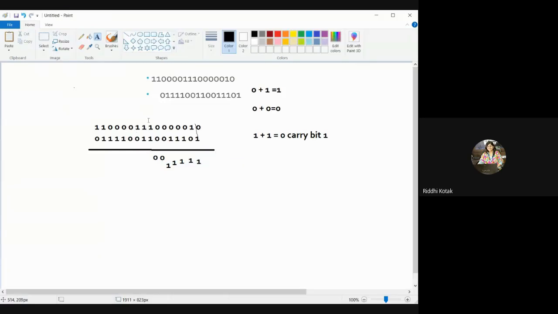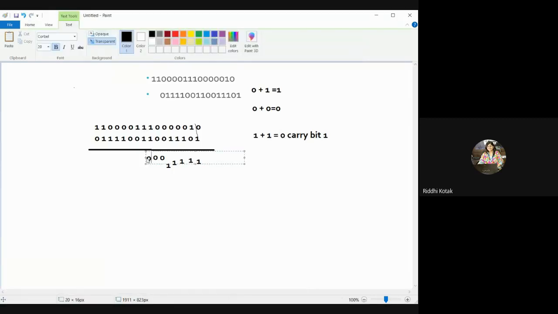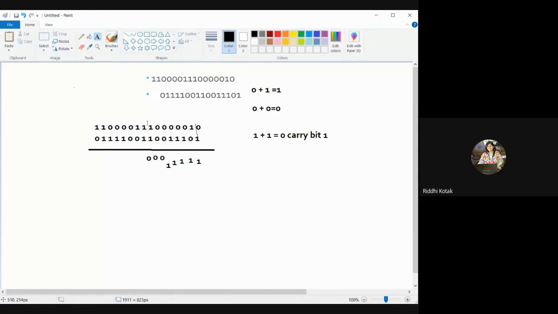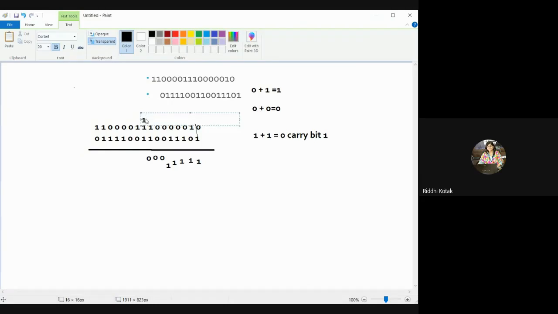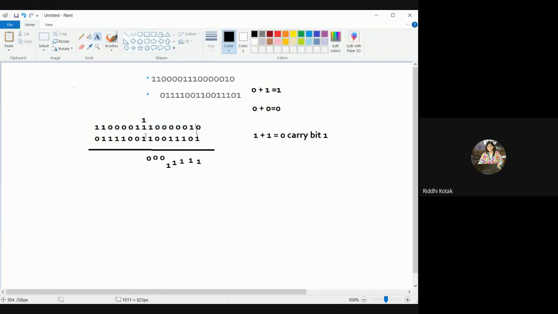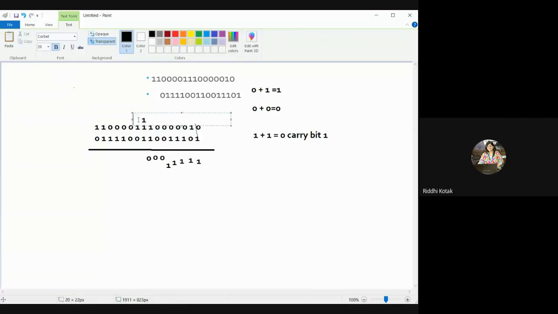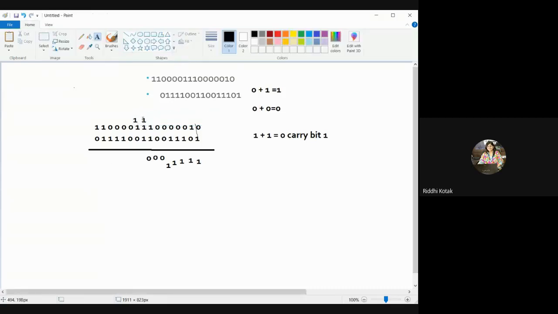Now at this point you have to be extra careful. 1 plus 1. What I told: 1 plus 1 means at that position you have to write 0, but a 1 carry bit you have to forward. So 1 plus 1, over here I put the 0, and that carry bit you write at the next position. Now 1 plus 1 is 0 and a 1 carry bit you forward. But for this carry also you have to consider, so that is 1 plus 0, 1. So over here you write 1.